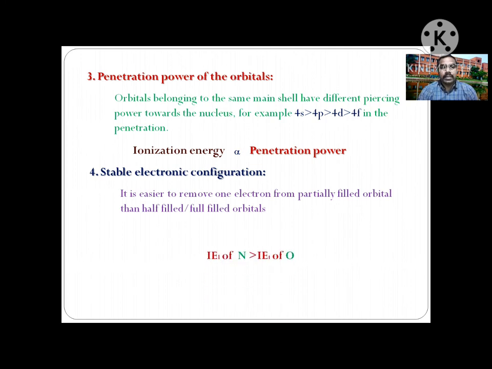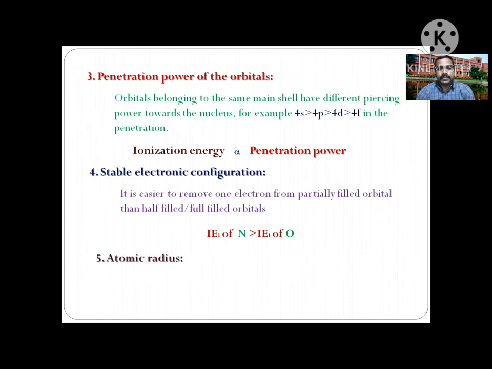For example, the first ionization energy of nitrogen is greater than the first ionization energy of oxygen. Nitrogen's electronic configuration is 1s2, 2s2, 2p3, a half-filled configuration in the p orbital, and the electronic configuration of oxygen is 1s2, 2s2, 2p4. Oxygen is partially filled, and by loss of one electron it gets a half-filled configuration, so the electron can be easily removed with less energy. So the IE1 of nitrogen is greater than the IE1 of oxygen.